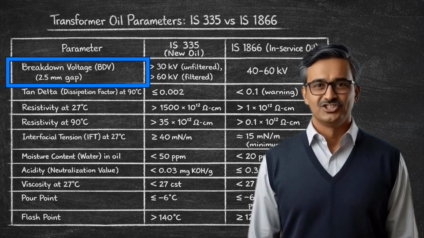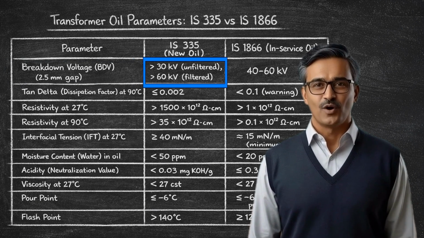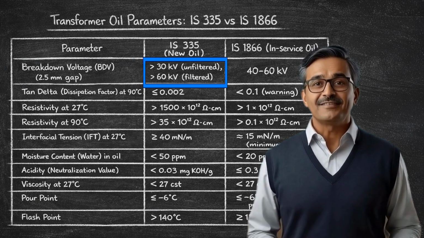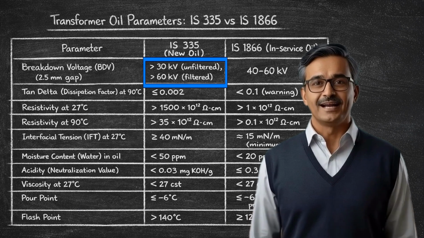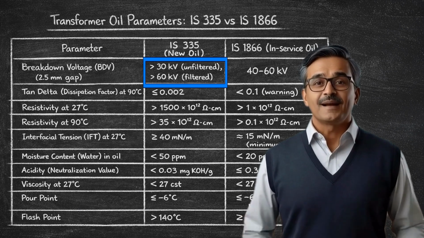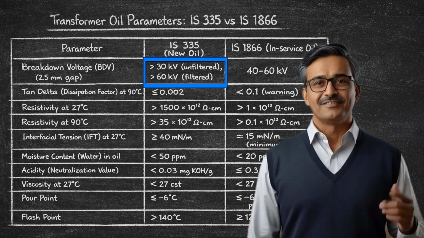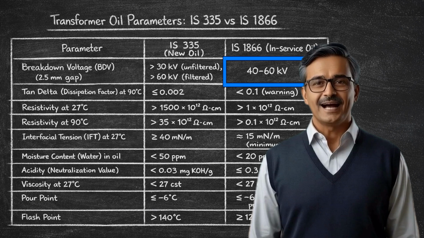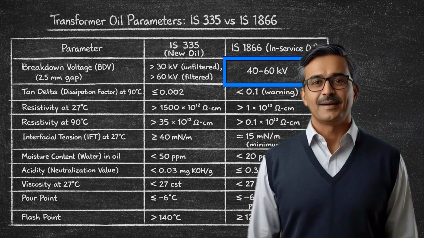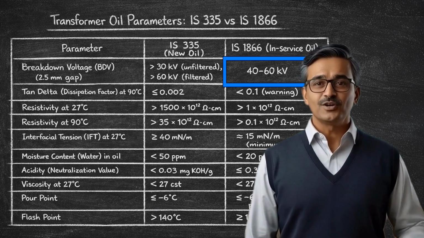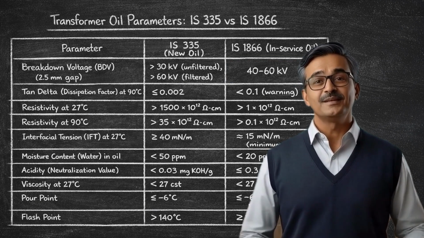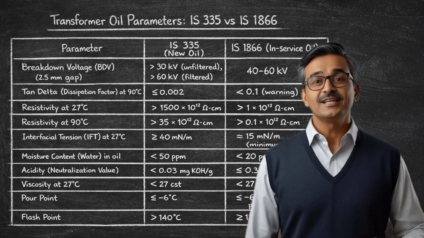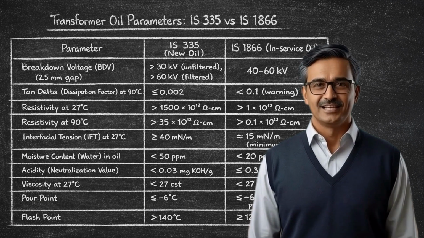BDV is the voltage at which transformer oil electrically breaks down. According to IS 335, new unfiltered oil should have BDV above 30 kV at a 2.5 mm gap. After filtration, it should be above 60 kV at the same gap. For in-service oil, IS 1866 expects BDV in the range of 40 to 60 kV. Remember, moisture and conductive particles reduce BDV very quickly.